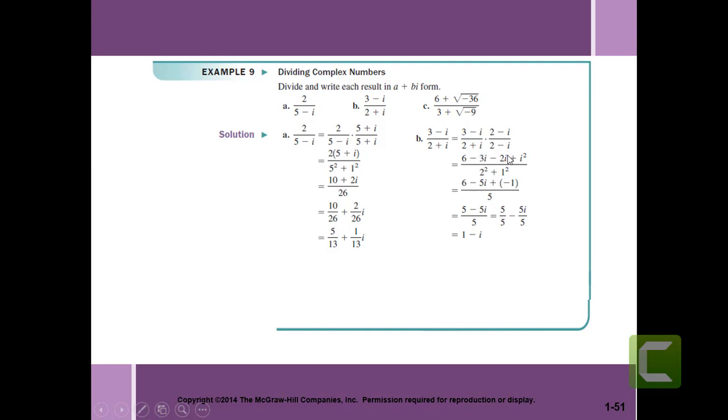These are going to be added because these are like terms, right? They both have i. So this is going to be minus 5i. And this is going to be minus what? Minus 1, because this is -1. So it's going to be a minus 1.